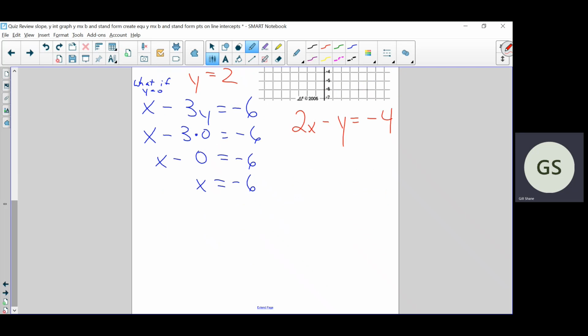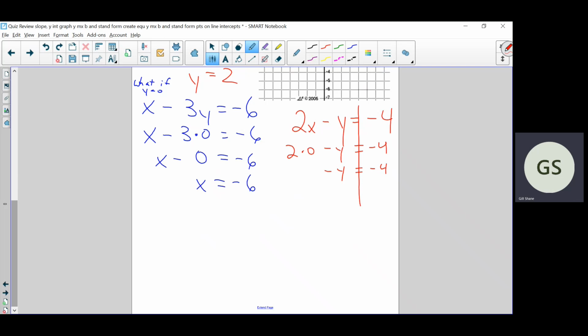So first step, I need to make the variable x. What if x is 0? Then what would y have to be to make the left side equal the right side? Well, let's see. If I plug in 0 for x, subtract y equals negative 4. 2 times 0 just goes to 0, so that goes away. I don't need that. So I have negative y equals negative 4.